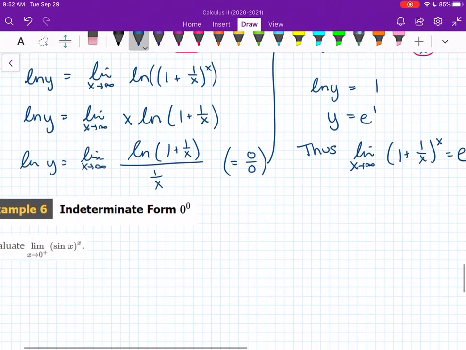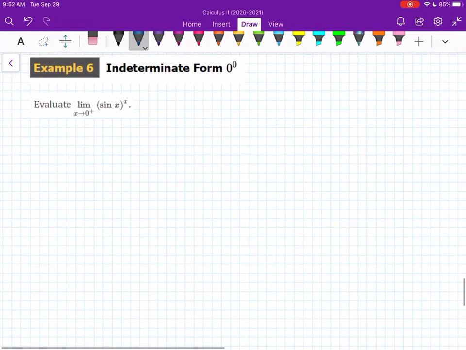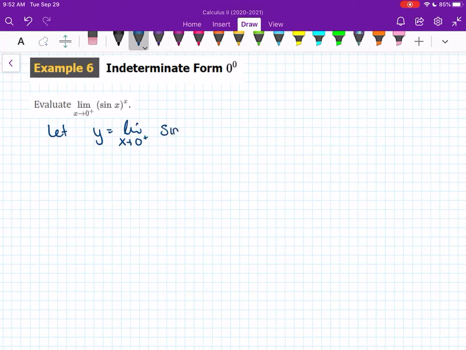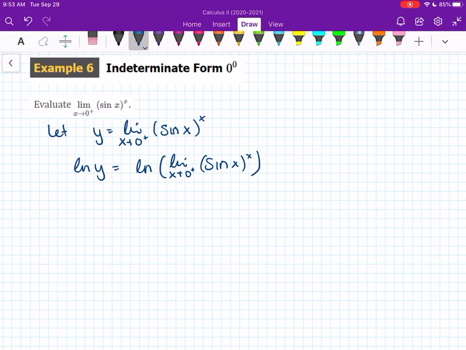All right, 2 more examples. Next one, intermediate form of 0 to the 0. So we have the limit as x approaches 0 from the right of sine of x to the x. So we have x in the exponent. So this is where we're going to do that same process where we say let y equal the limit as x approaches 0 from the right of sine of x to the x. And the reason why we do that is because then when we take the natural log of both sides, we can bring that x out front.